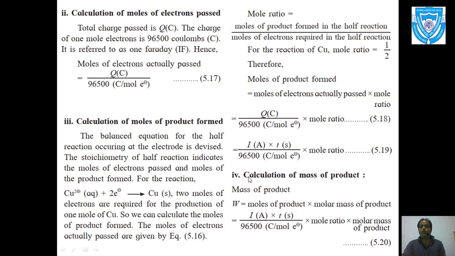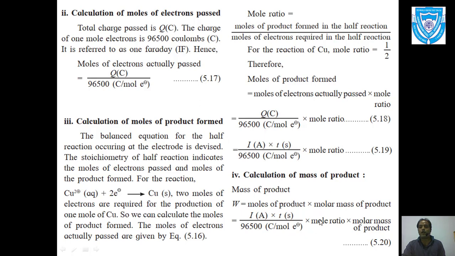Next is the fourth step, calculation of the mass of product. The mass of product is the moles of product into the molar mass of the product. So substituting these values, that is I into t divided by 96,500, into the mole ratio and the molar mass of the product. This is the final one, the mass of the product formed.